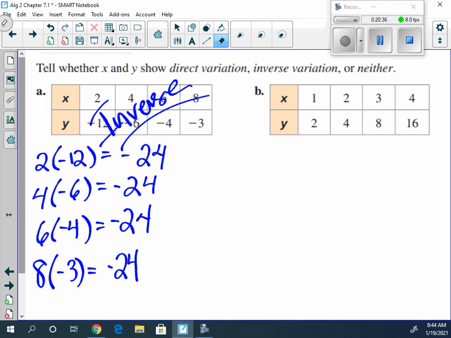Now, if we don't get the same value across all three, or all the terms, all the numbers, then it would be neither. Because if we divide and we don't get the same number, and we multiply and don't get the same number, then it's neither. So let's look at these here.